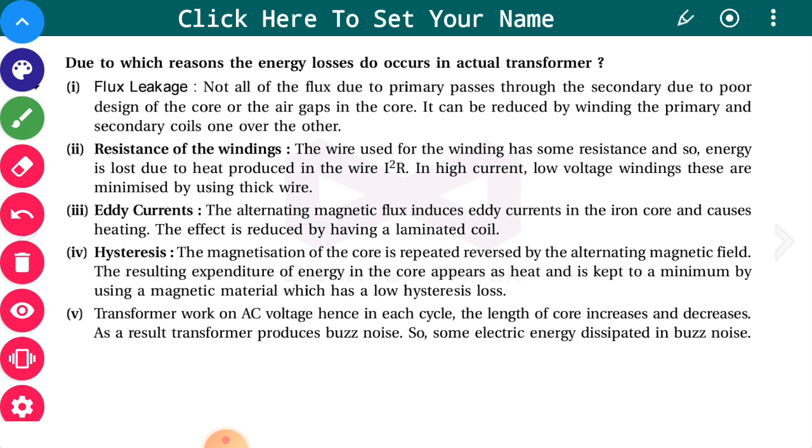Transformer works on AC voltage, hence in each cycle the length of the core increases and decreases. As a result, transformer produces buzz noise. So some electrical energy is dissipated in the buzz noise also. So these are the reasons in which energy is lost in the regular transformer which we are using in our day to day life.